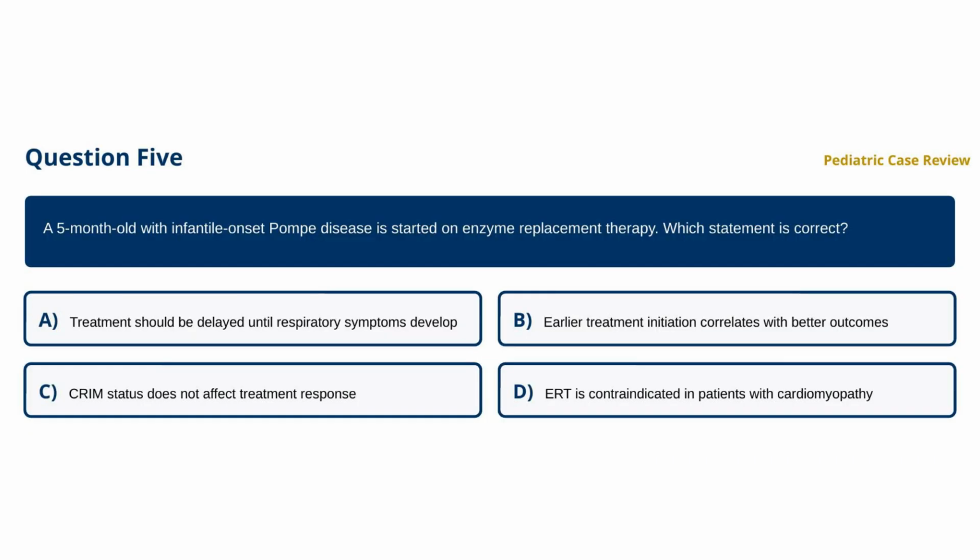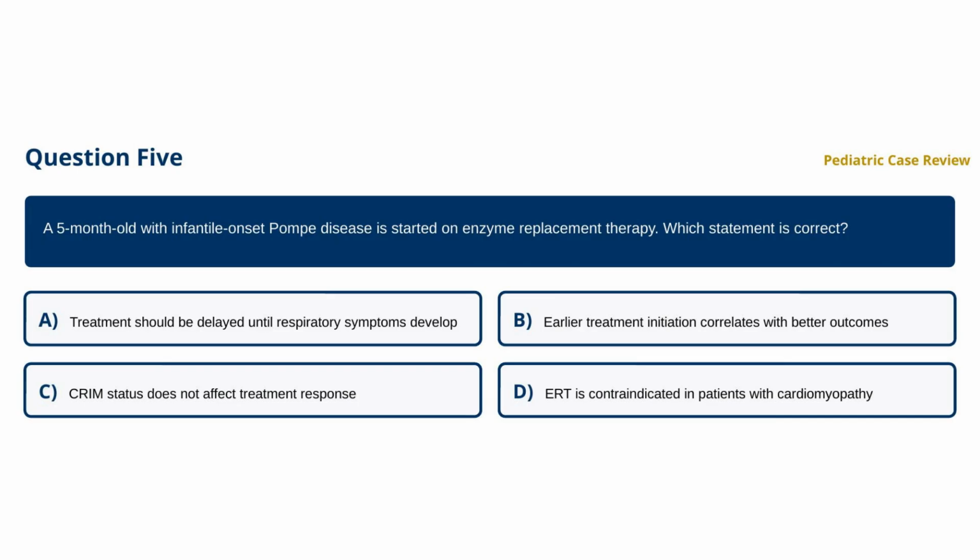A 5-month-old with infantile-onset Pompe disease is started on enzyme replacement therapy. Which statement is correct? Option A. Treatment should be delayed until respiratory symptoms develop. Option B. Earlier treatment initiation correlates with better outcomes. Option C. Cross-reactive immunologic material status does not affect treatment response. Option D. Enzyme replacement therapy is contraindicated in patients with cardiomyopathy.